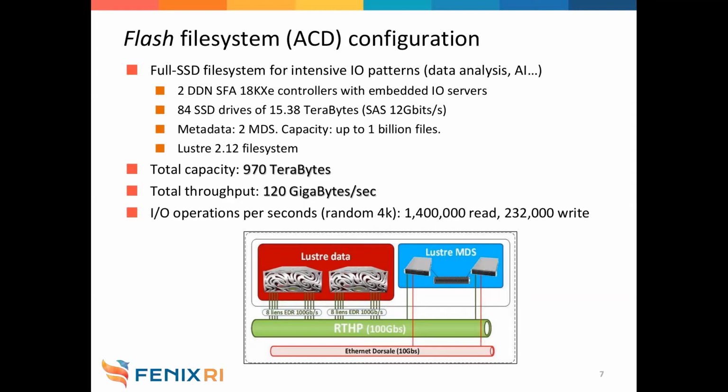So the total capacity of this system is smaller than the work file system. It's only 970 terabytes, but it has a higher throughput, 120 gigabytes per second. And last but not least, it also has a high rate of operations per second it can handle. It can exceed 1.4 million operations per second in read, and 232,000 operations per second in writes.